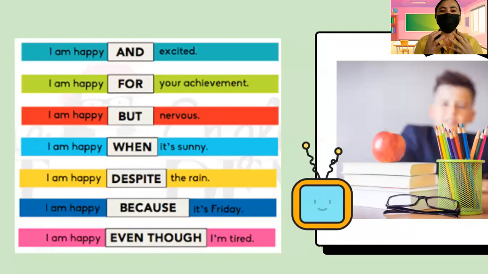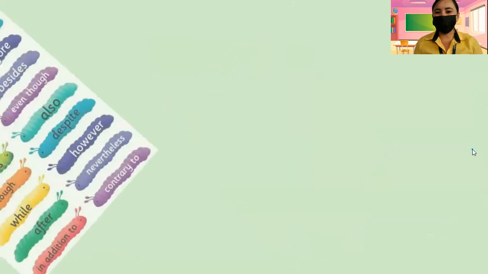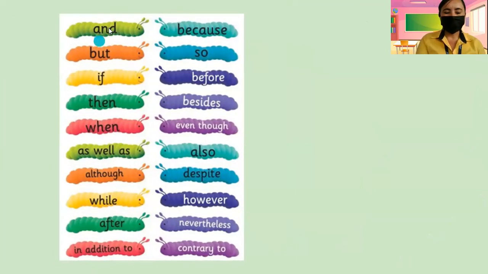These are called connecting words. Don't forget this. I have more connecting words in the next presentation. These are the words you can use. Remember, you can use them to connect different ideas in a sentence or in a paragraph. And, but, if, then, when, as well as, although, while, after, in addition to, etc. These are called connecting words. Any question?